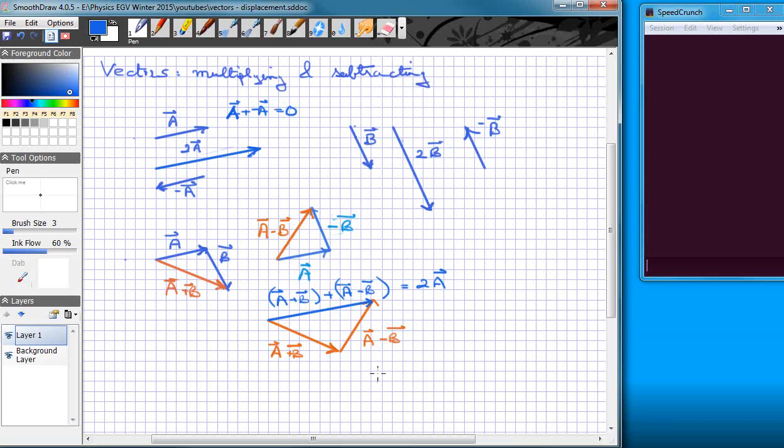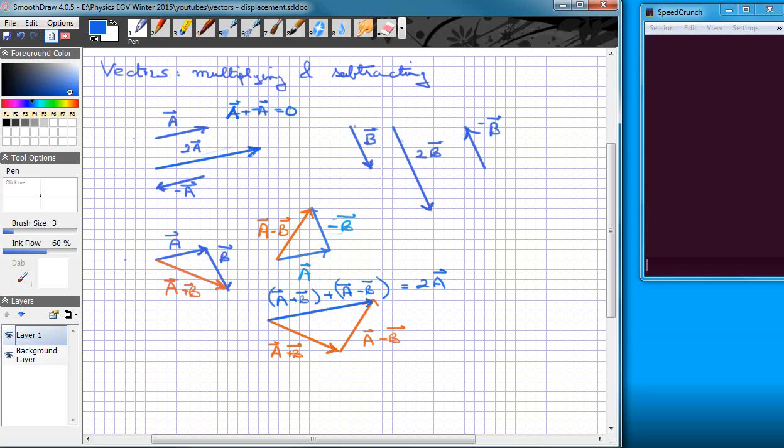So just to play around with this a little bit, let's add these two vectors together. Okay, so A plus B, A vector plus B vector plus A vector minus B vector. So here is, this is that, and this is that. And so the sum of the two is, by vector addition, as I go from the beginning of the first one to the end of the second one, and I get this vector here.